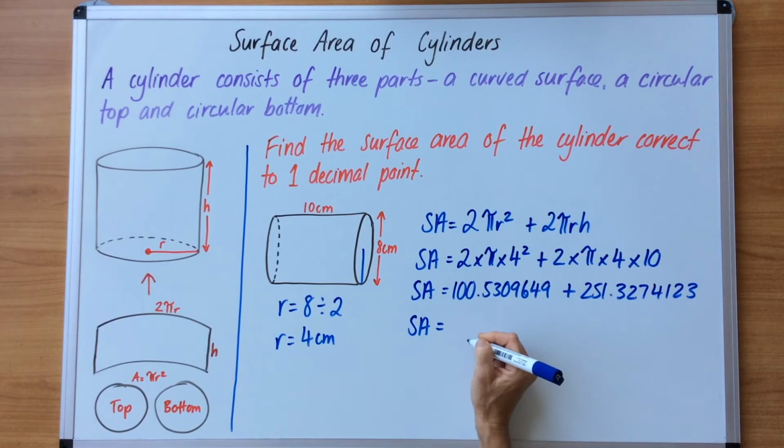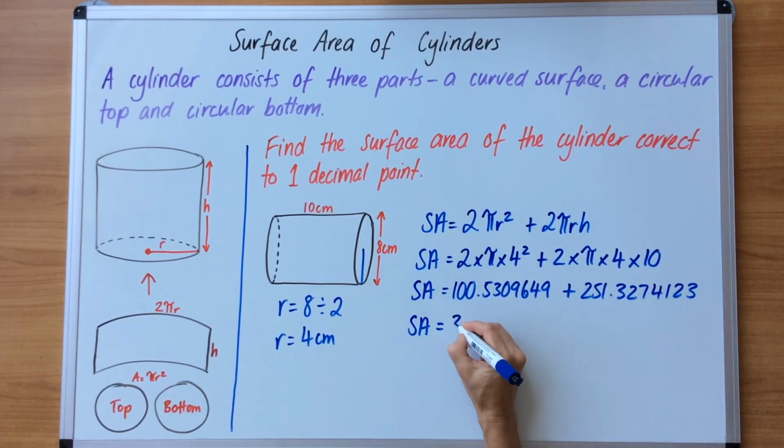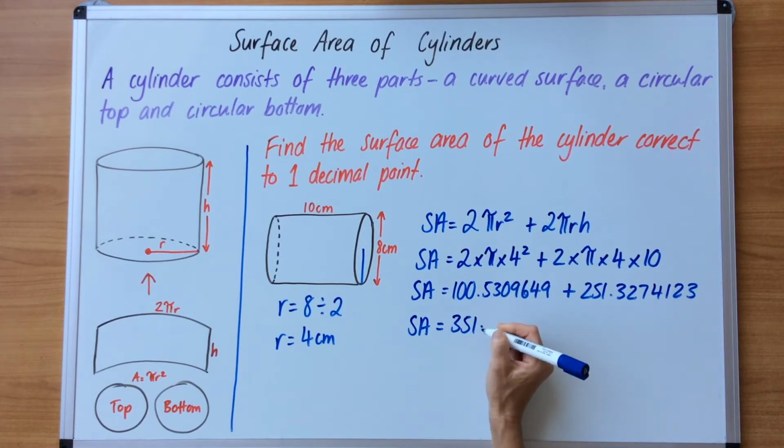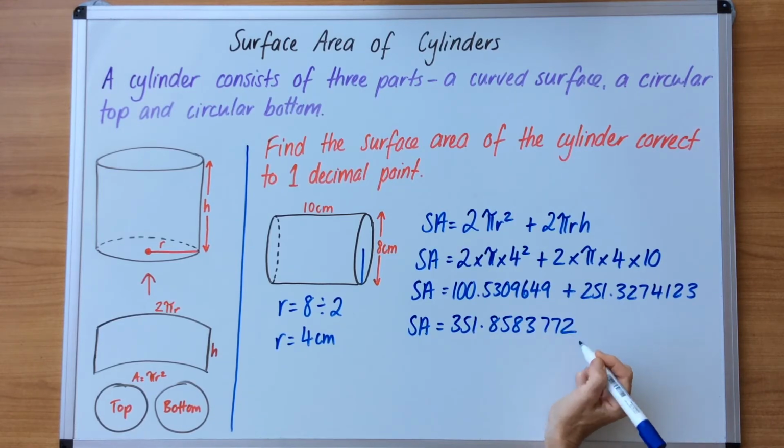Now I'm going to add those up. Again, I keep working down the page. When I add these two numbers together, I get 351.8583772.